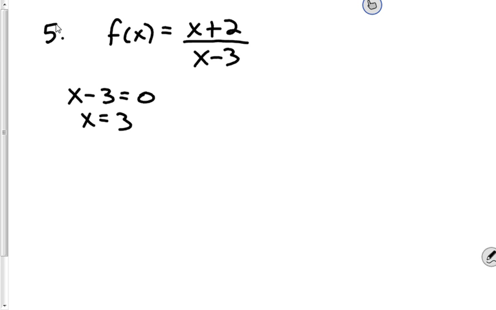Now, as long as that x equals 3 doesn't also make the numerator 0, right? If it did make the numerator 0, we would have a hole, but it doesn't because 3 plus 2 is 5. So this is our vertical asymptote. I'll just label it VA.